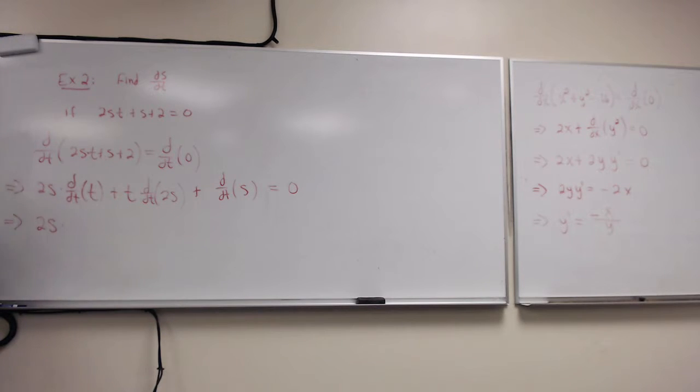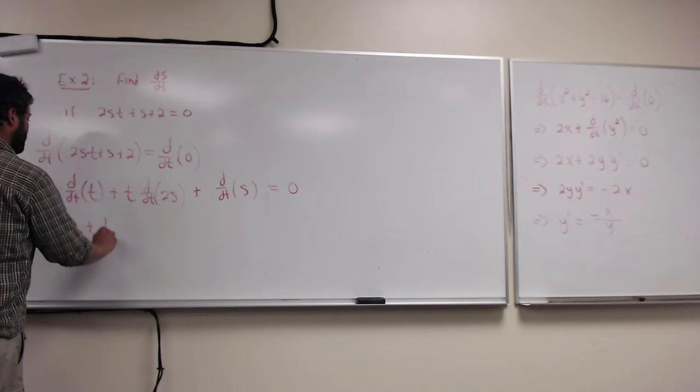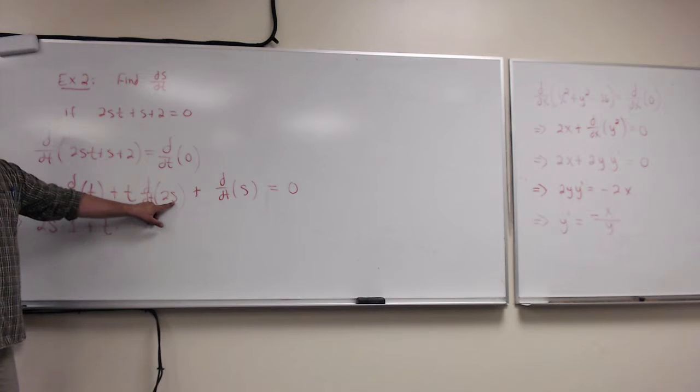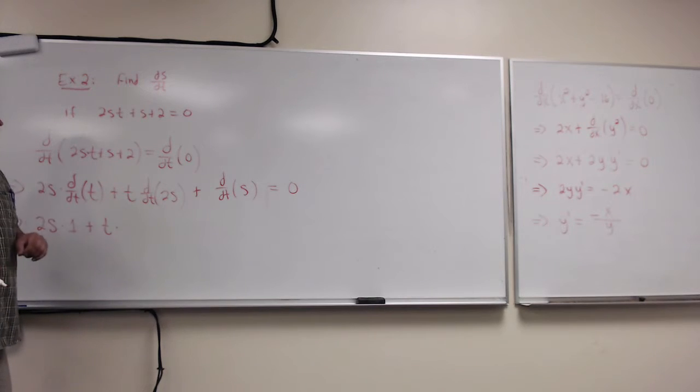So it's 2s times, now, what's the derivative with respect to t of t? 1. Just like the derivative with respect to x of x is 1. So that's 2s times 1 plus t times the derivative with respect to t of 2s. Remember, s is not the independent variable, it's the function. So what does the constant multiple rule say? The derivative of a constant times a function is the constant 2 times the derivative of s with respect to t. That's ds dt. So really all I did was pull the 2 out front, and then the derivative of s with respect to t is ds dt. You could have also written s prime if you liked.